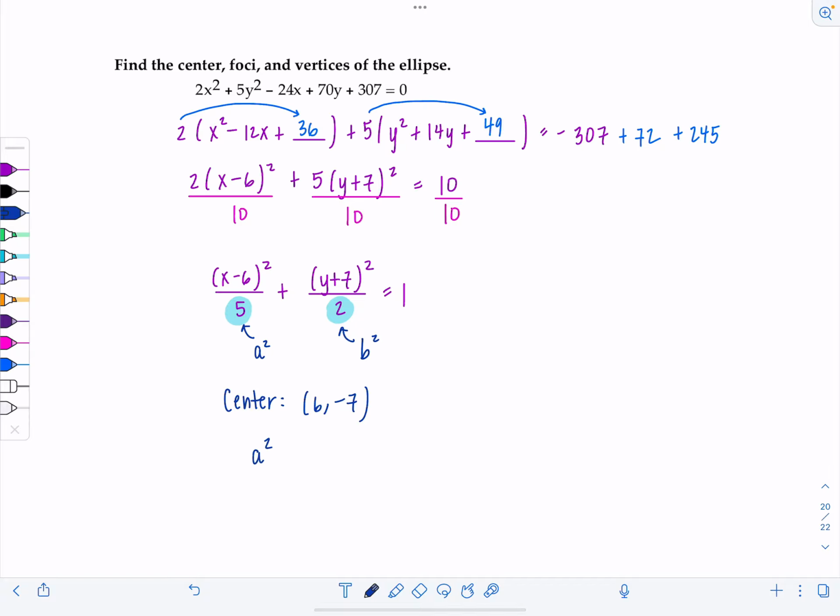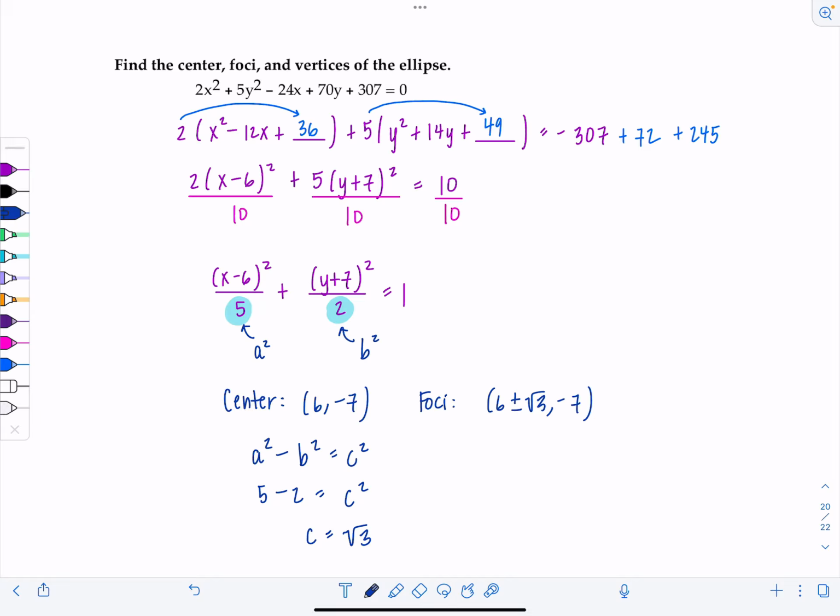And for an ellipse, a squared minus b squared equals c squared. You just got to memorize that. So 5 minus 2 is c squared. So c is rad 3. Since a is underneath x, that means the major axis is parallel to the x-axis. So the vertices are going to be in the x direction, and the foci I'm going to add and subtract from the x coordinate of the center. So the foci are at 6 plus or minus rad 3, -7.